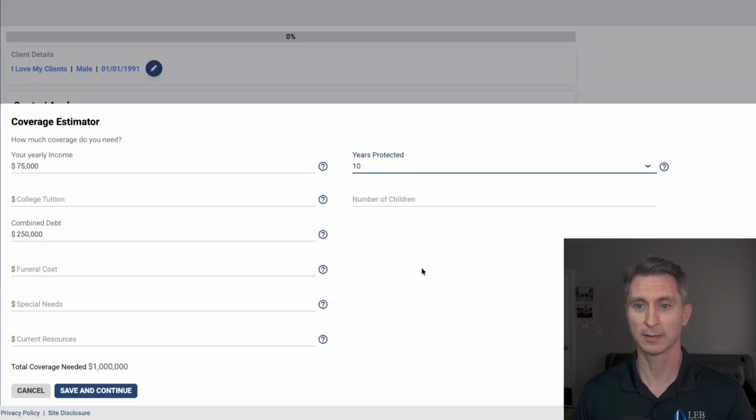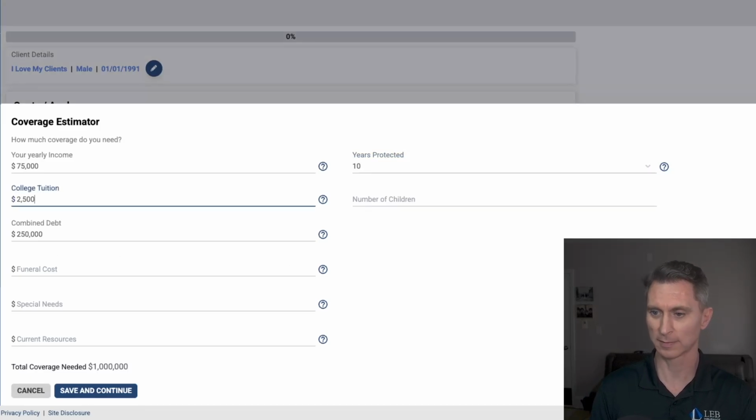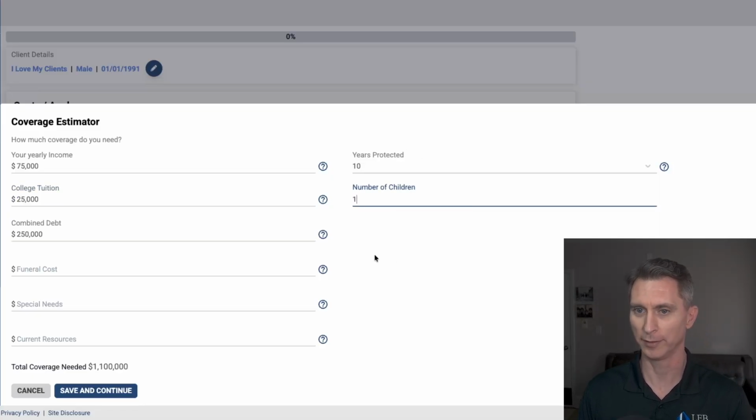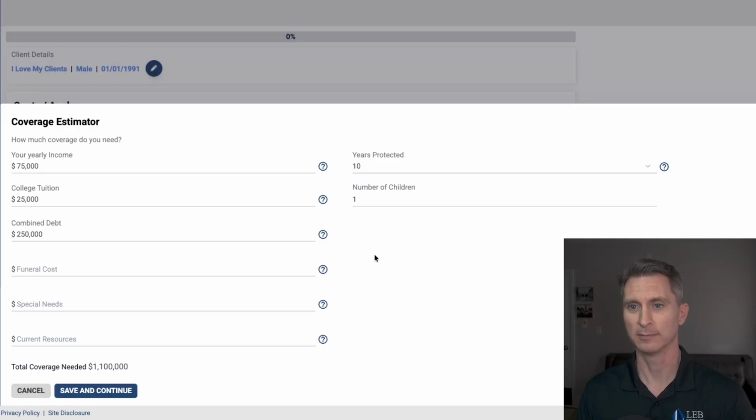So next up is M. M stands for mortgage/education. Then we take a look at future expenses, things like college tuition. A good rule of thumb is about $25,000 per year, depending on what your goals are. So if you have kids and you want to make sure that their education is covered, this is where we factor that in. So right here, we said $25,000 a year, and the number of children, let's use the example of 1.